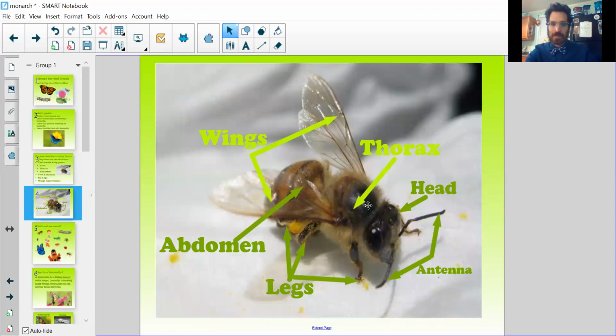Let's look at the bee here. So he has a head, a thorax in the middle, an abdomen at the end, two wings, 1, 2, 3 legs on this side, and I'm going to bet that he's got 3 legs on the other side, and he's got two antennae, all attributes of an insect.